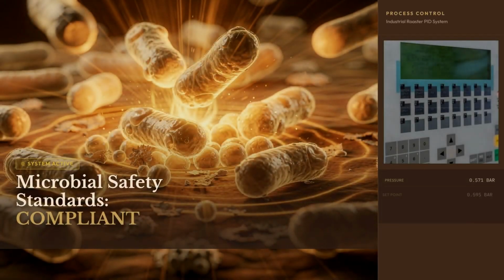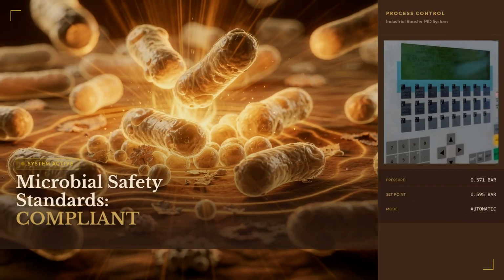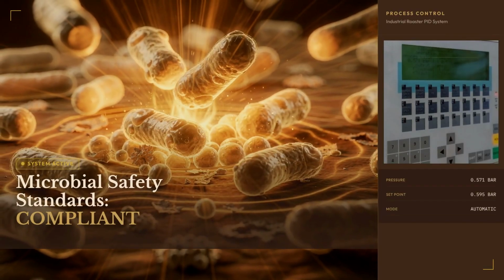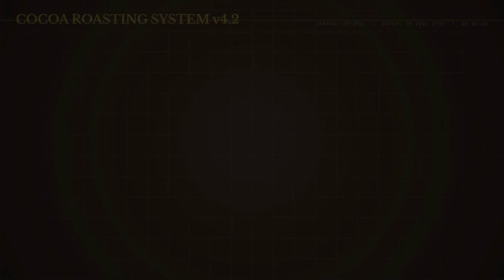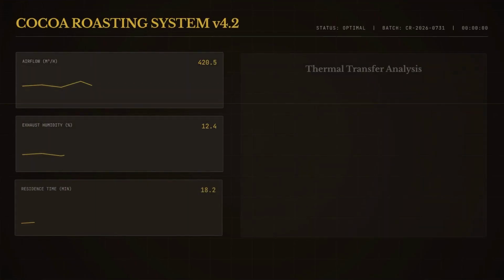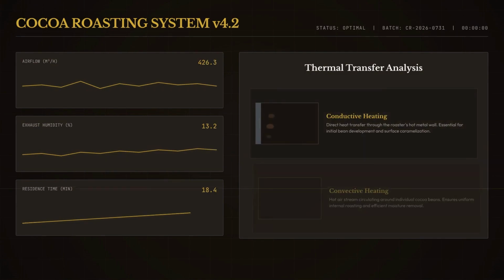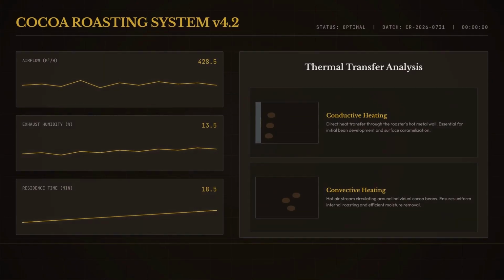But roasting is also an important food safety operation. The thermal process must reduce harmful microorganisms while avoiding burnt flavors and excessive loss of desirable volatile compounds. Modern roasters continuously monitor product temperature, hot air temperature, airflow, exhaust humidity, and residence time. Some systems combine conductive and convective heating for more uniform energy transfer.